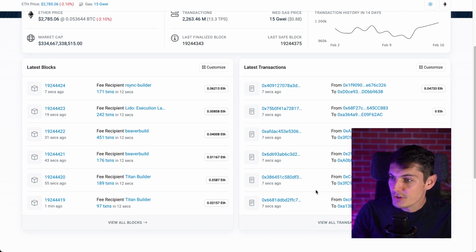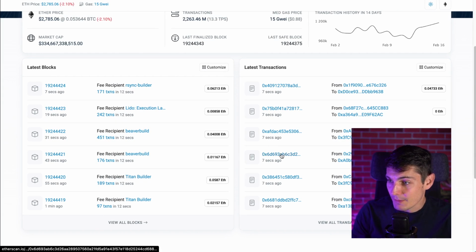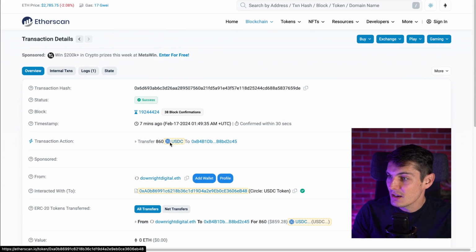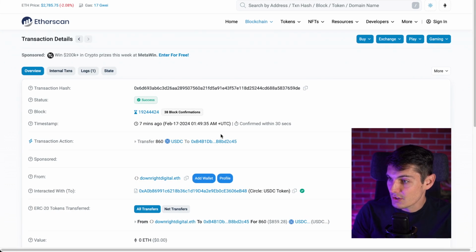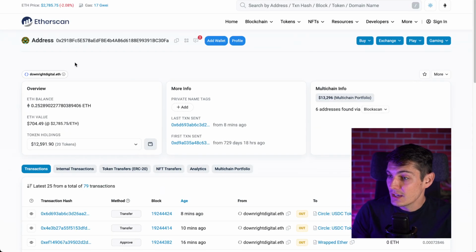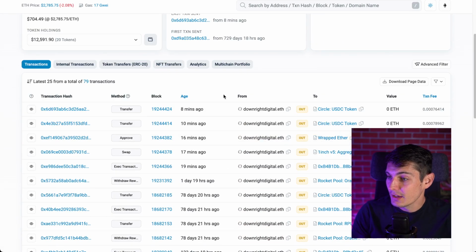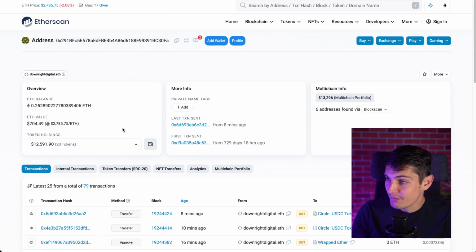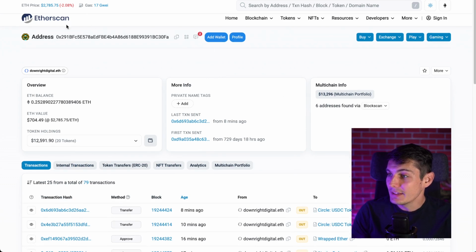Let me open one transaction so you will understand how it's so powerful. You see here we have an amount of 0 Ethereum, but is it really? Let's check. I don't know this transaction. And this person actually just made a transfer of 860 USDC from his address to that address. This is downrightdigital.eth. I could now just click on that address and see his full portfolio and everything he did before. All the transactions, the transfers, the swaps, all the information. That's why Etherscan is super powerful.